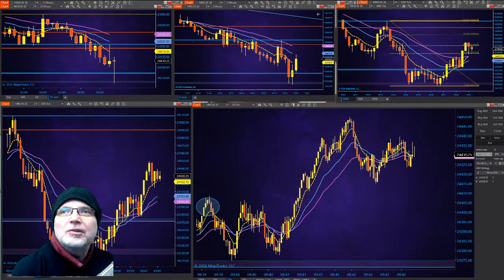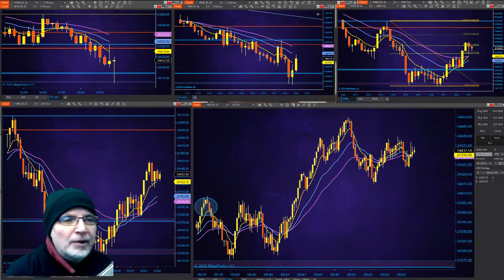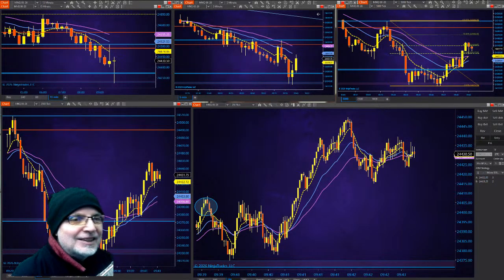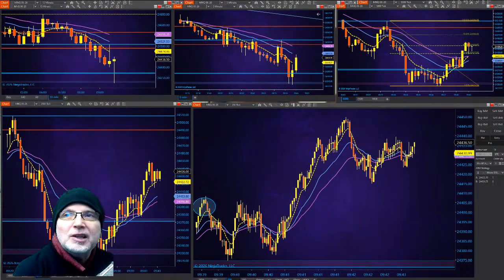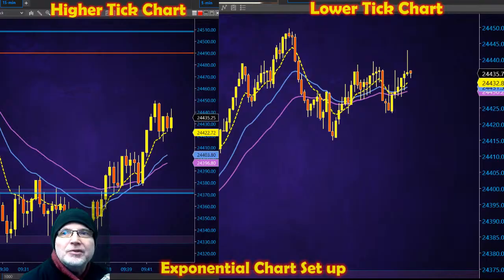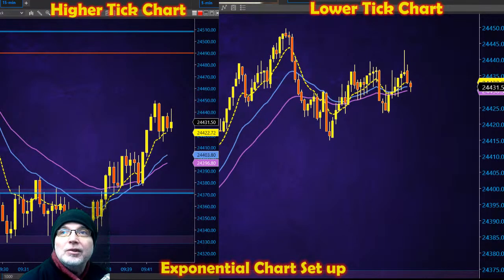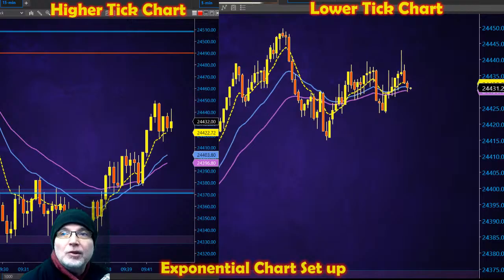When do you change directions? You got to have a demarcation line. You got to go, okay, I'm officially going the other way now. And that's different for everybody, and that's hard to make that decision. Right now, I usually use the exponential system here and go, okay, I'm going to follow this system. Just the higher tick chart and the lower tick chart, or the higher time chart to the lower time chart, just follow the direction it's going.